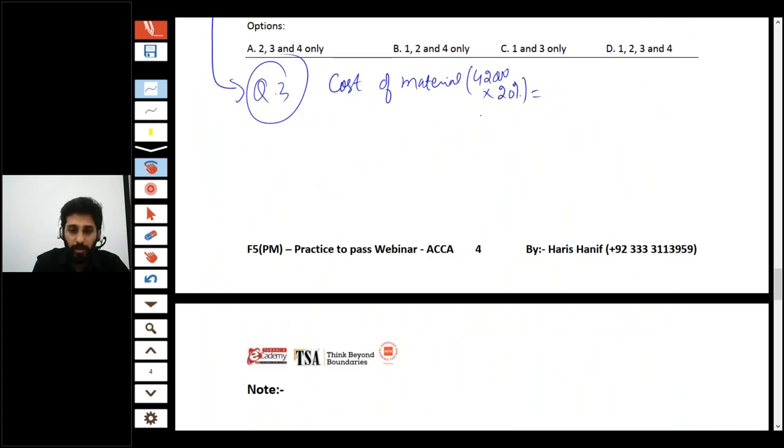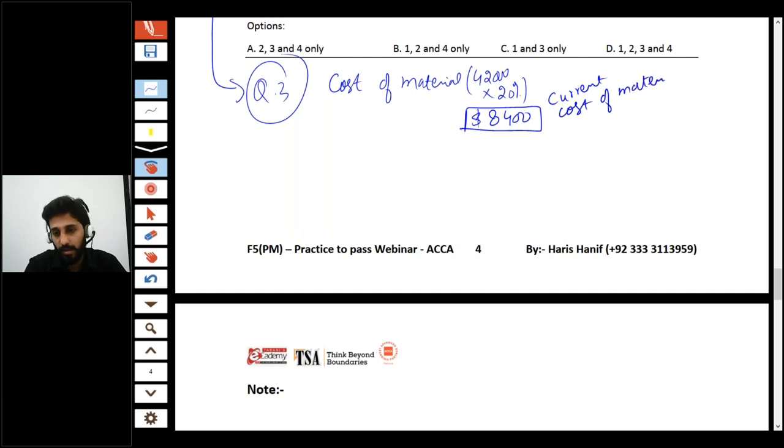This is the cost of my material. That's 42,000 multiplied by 20%. That is $8,400. This is the current cost of material, right?